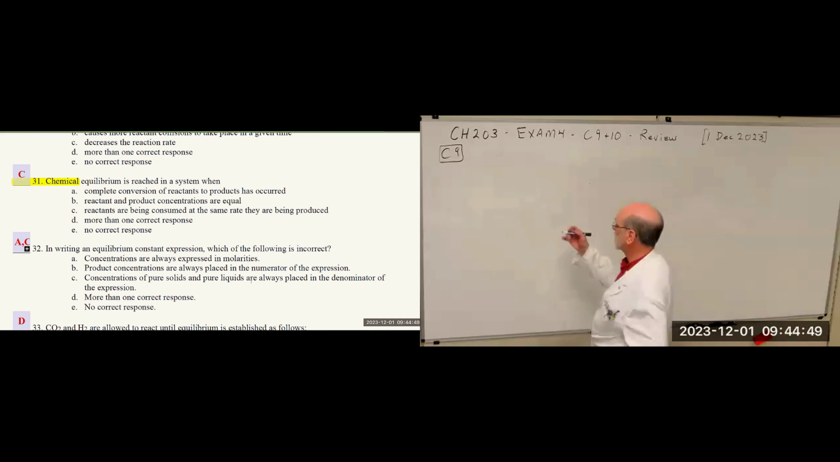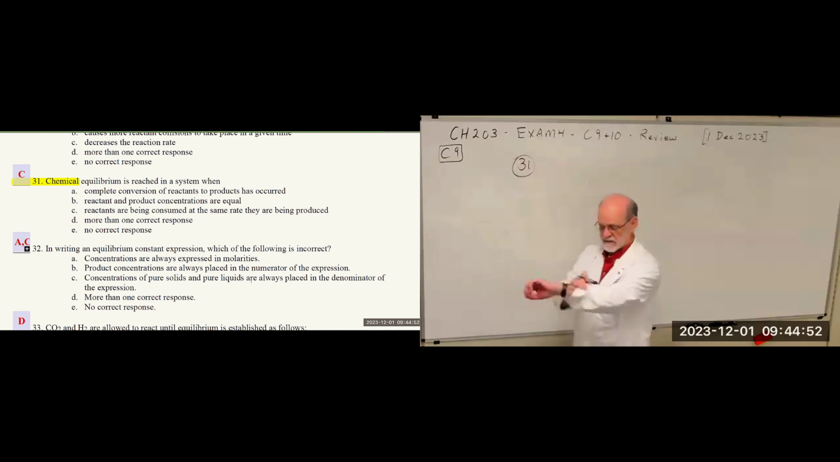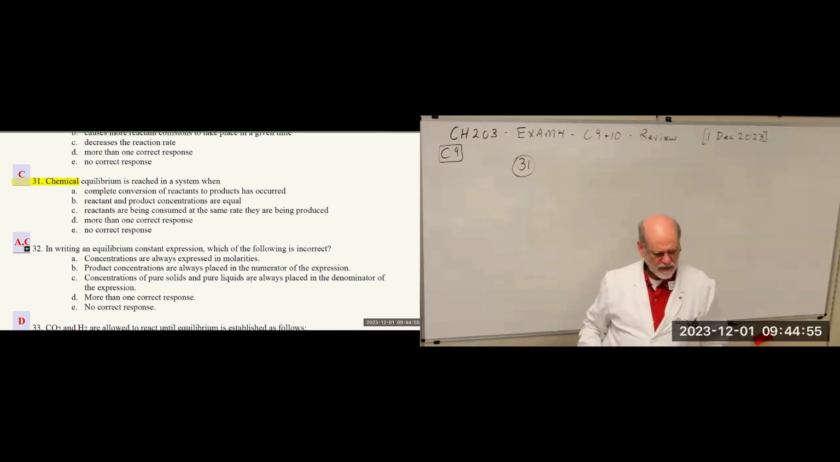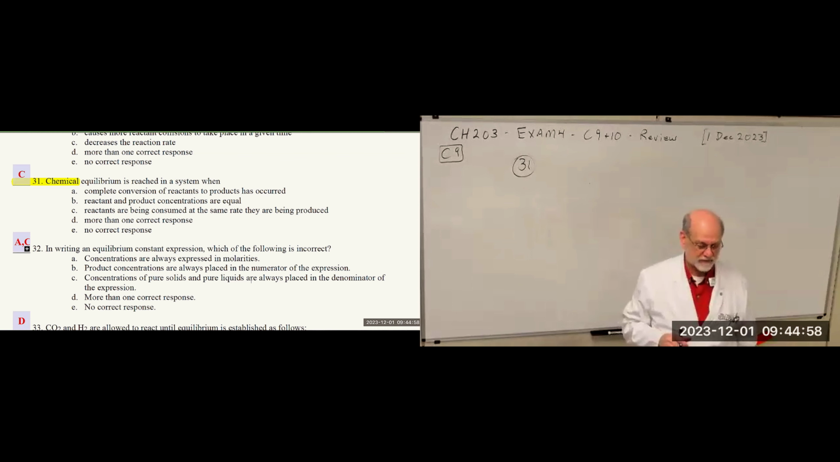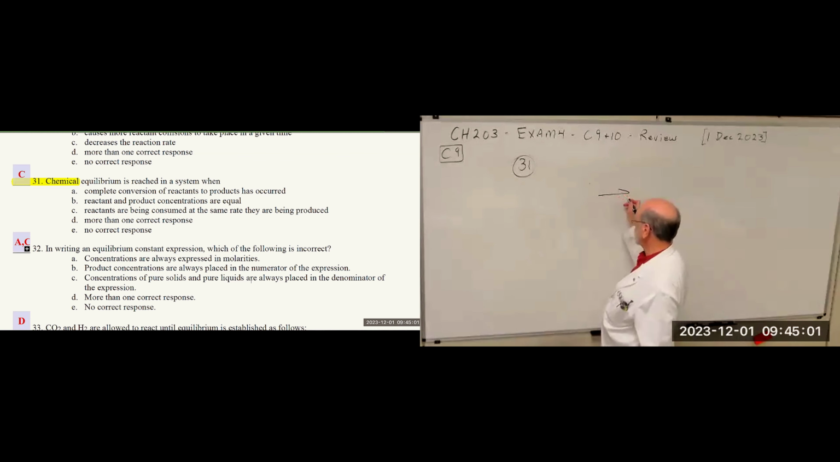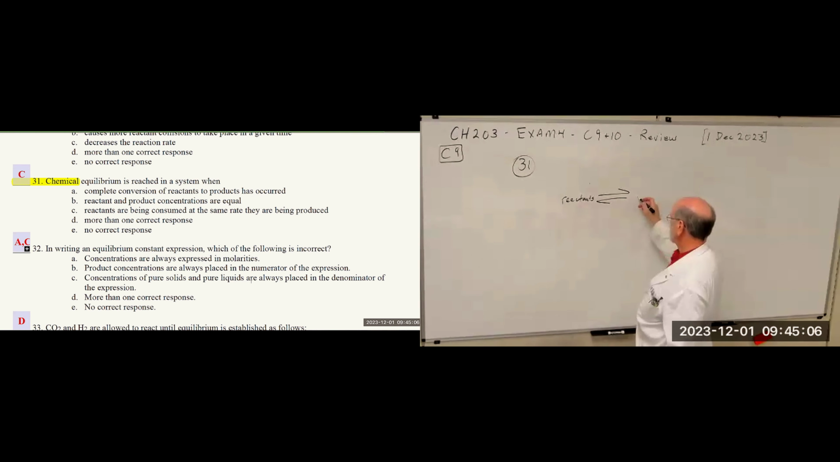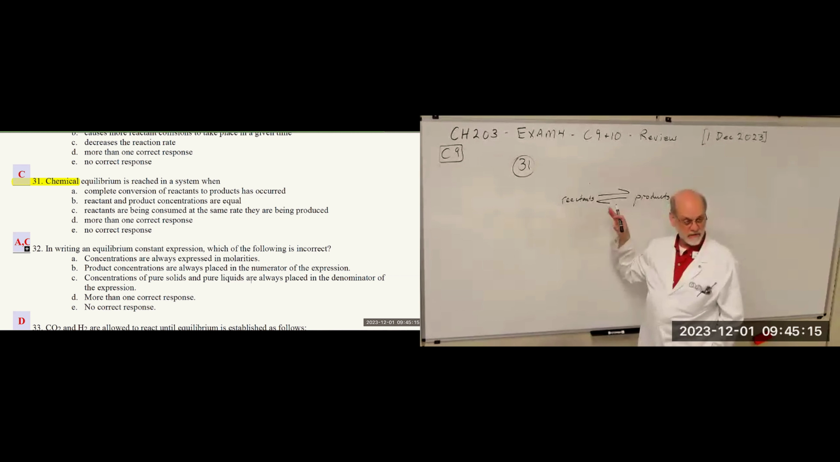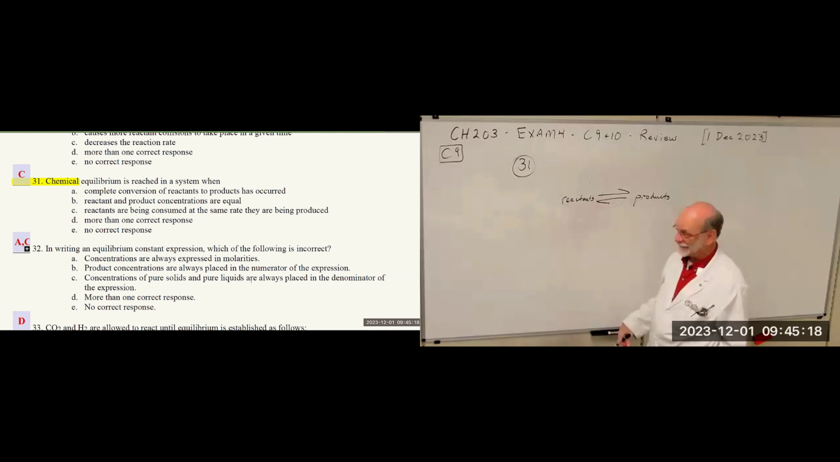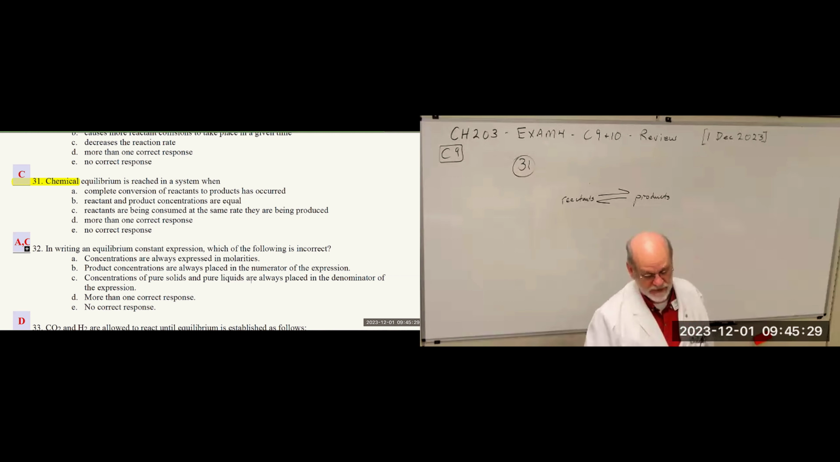All right, 31. How are we doing on time? Okay. Chemical equilibrium is reached in a system when you have an equilibrium, then the rate of the forward reaction and the rate of the reverse reaction are equal. So which one? Reactants are being consumed at the same rate that they are being produced. That's another way of saying it. C.